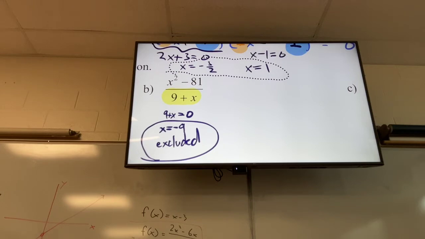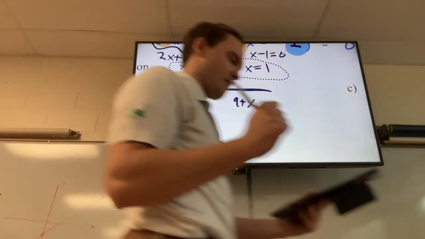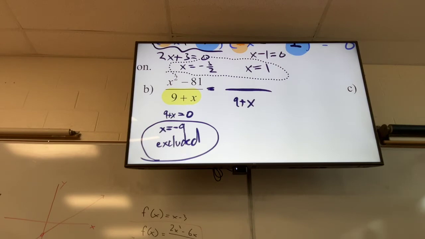Factor and cancel. What does the top factor to? No, it's not. It's not a perfect square. There you go, they've got it. It factors to x minus 9 times x plus 9. Okay? And then do you see what cancels here?